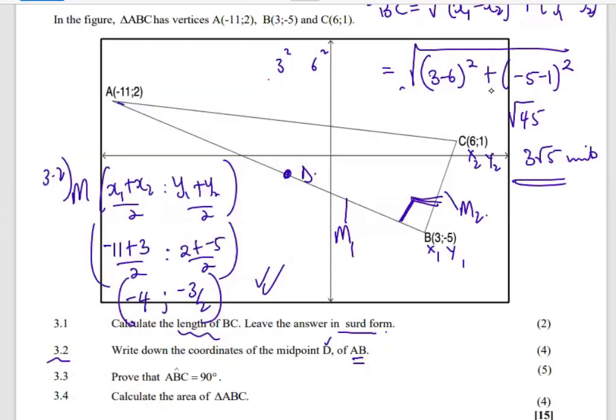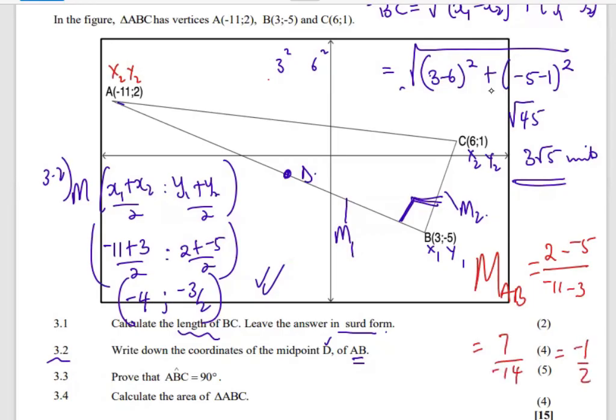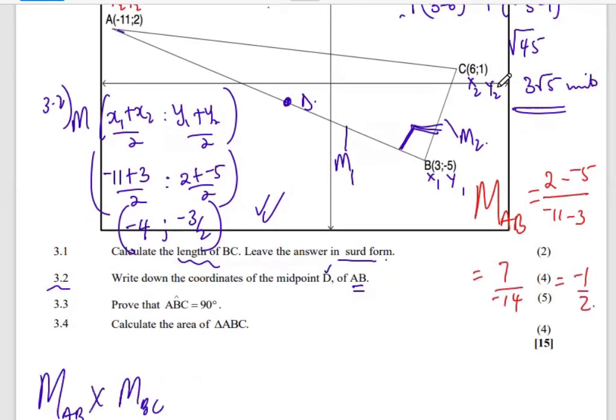So let's look at AB. So gradient of AB, we can say this is x2, y2. So y2 minus y1, so it's going to be 2 minus negative 5 over negative 11 minus 3. What does that become? So that's going to be 7 over negative 14, which is basically negative a half. Then when we look at the gradient of BC, we do the same thing. It's going to be 1 minus negative 5 over 6 minus 3. So that's going to be 6 over 3, which gives us 2.